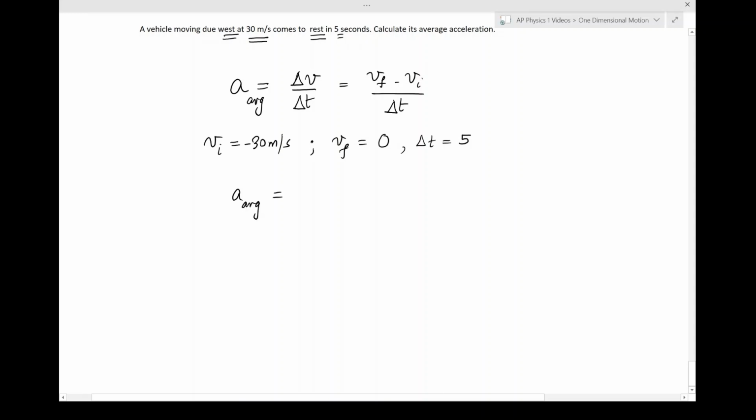So you can plug everything into this formula. a average is equal to 0 minus negative 30 all over 5, and this happens to be equal to 6 meters per second square. So once again, positive acceleration. However, this object is slowing down and therefore decelerating. So please make sure you understand that.